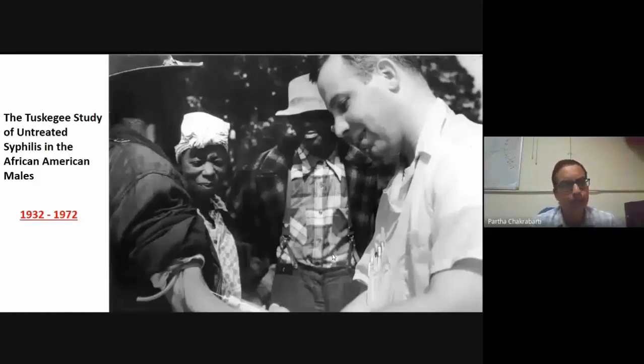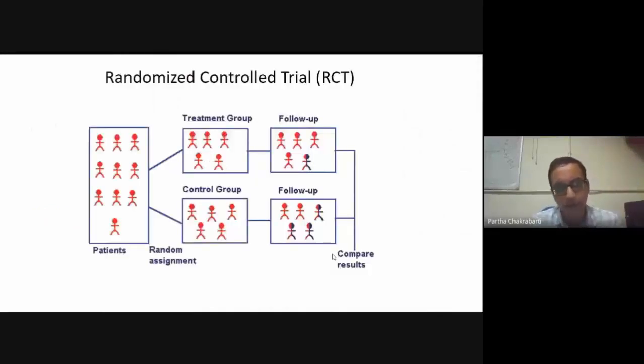And that was human experiments, no antibiotics, nothing was given to them, and they were left to die. Okay, so these kind of experiments are now banned, and these horrendous experiments are now banned. And now what is mostly used is called randomized controlled trial. So again, you can see it's controlled, right?